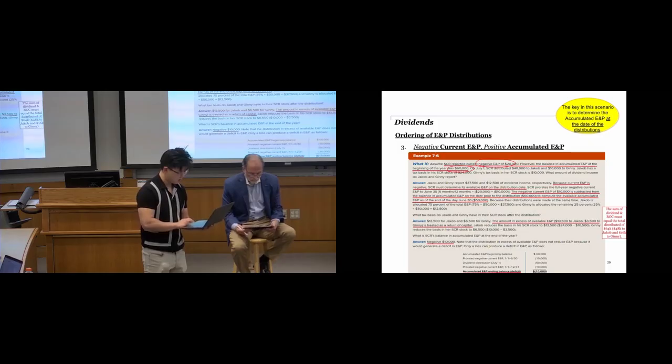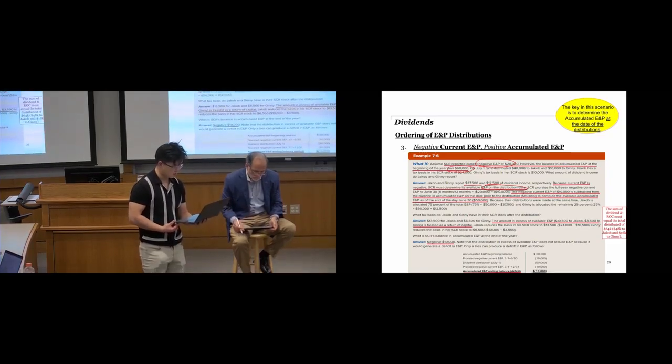They would report 37,500 and 12,500 dividend income. Because current E&P is negative, SCR must determine its available E&P on distribution. SCR prorates the full year negative current E&P to June 30th.